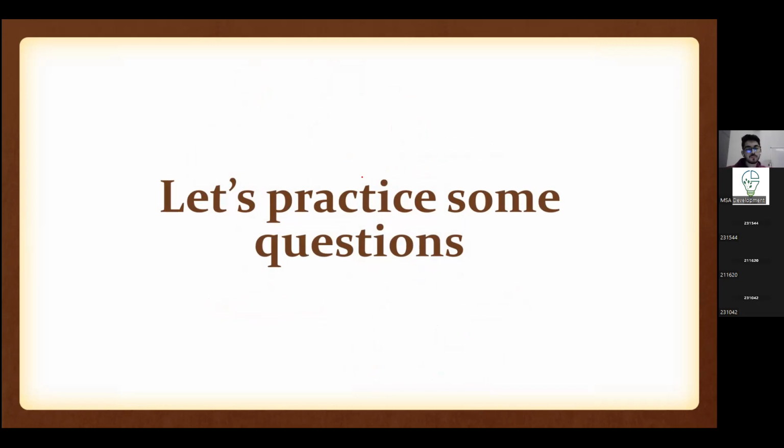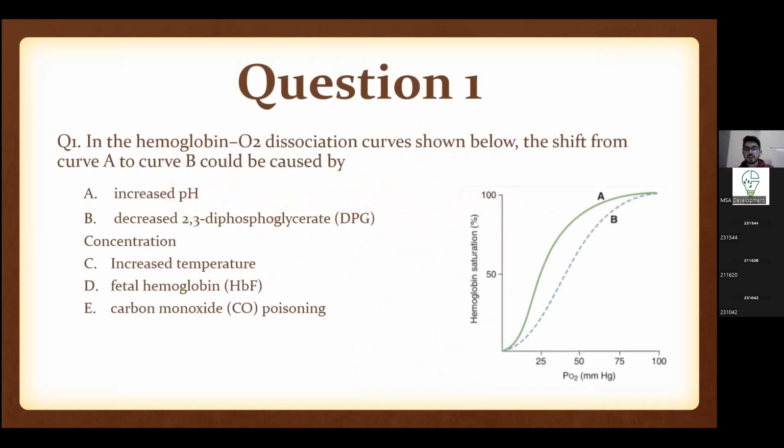Okay. Let's start with the first question. Here in the first question, as you can see in the hemoglobin O2 dissociation curve, we have a shift from graph A to graph B. What could be causing this shift of the graph?